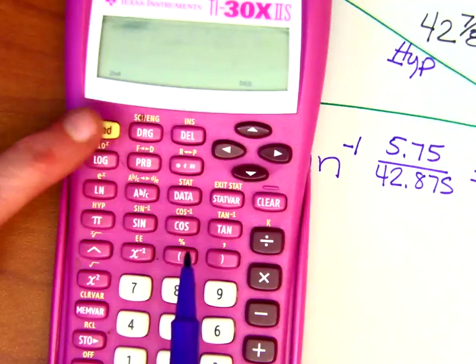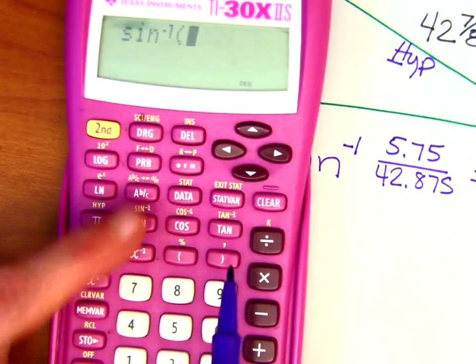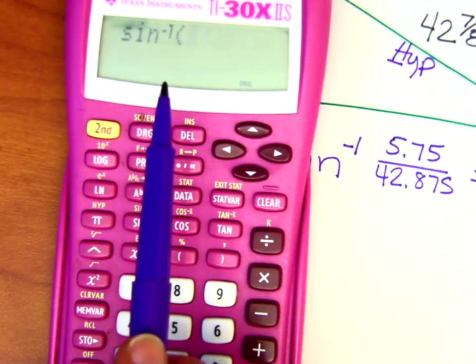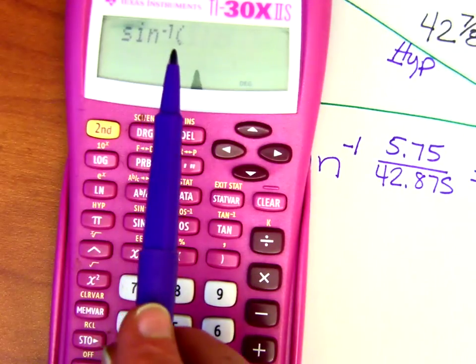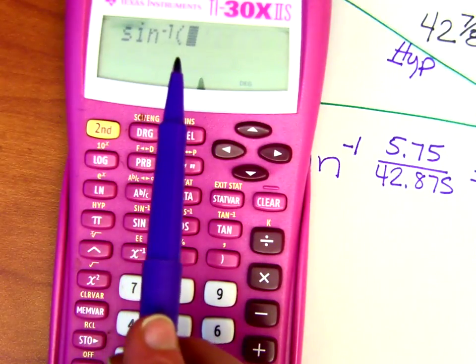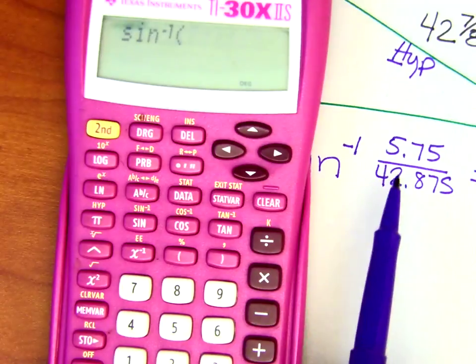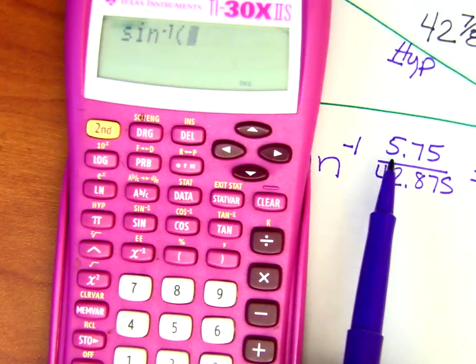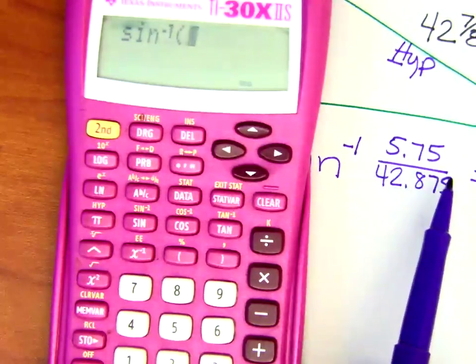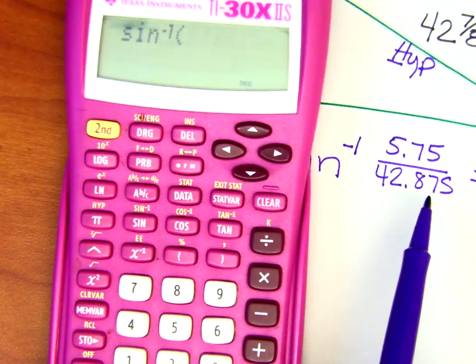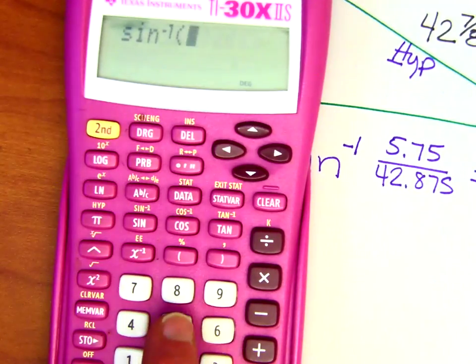So I'm going to go ahead and hit second sine. And notice you can see that -1 and an open parenthesis. We're going to now input this ratio. So it's going to be 5.75 divided by 42.875. So I'll go ahead and input that.